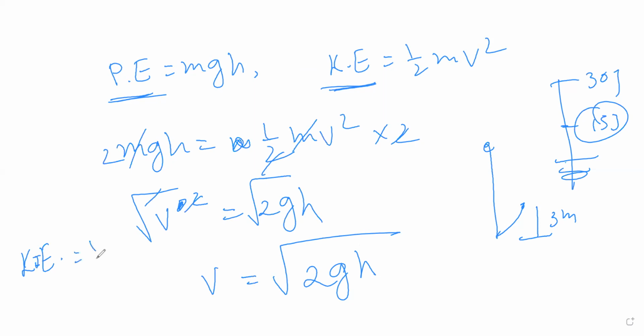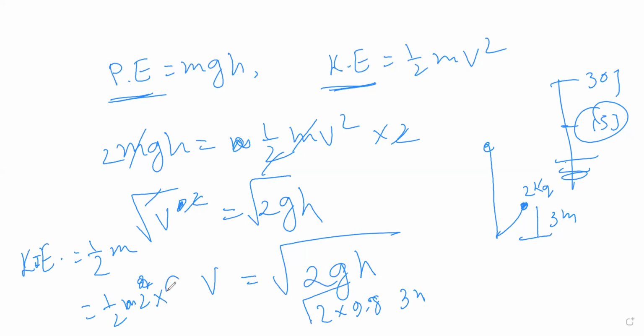So kinetic energy will be half m v square. We need the value of m here. Suppose 2 kilogram. Usually the bob is not 2 kilogram; it should be a smaller amount. Suppose 2 kilogram. Then it will be half times 2 kilogram times v square. What is v? v will be the square root of 2 times 9.8 times 3. If you plug the value here, you can calculate v, and if you calculate v, you can plug it in here. Okay. So that's how you can find it.